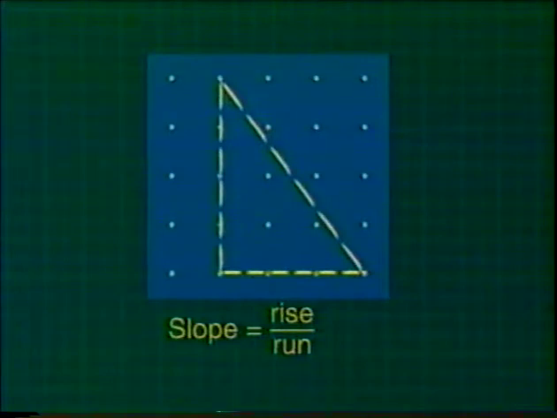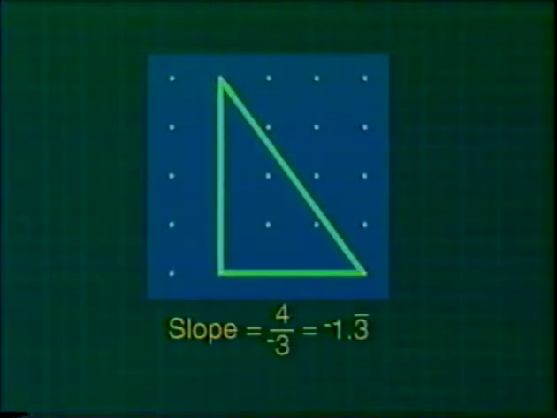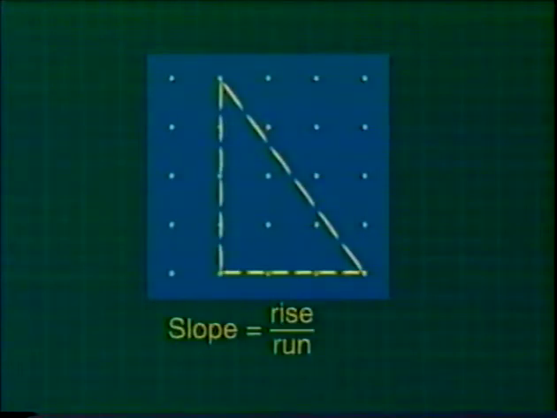Let's start at the lower right-hand corner. And what is the run? 3 units to the left, or -3. And the rise is 4 units up, or +4. Therefore, the slope is 4 over -3, or -1.3 repeating. And, as we said before, when you're calculating, it doesn't matter where you start.